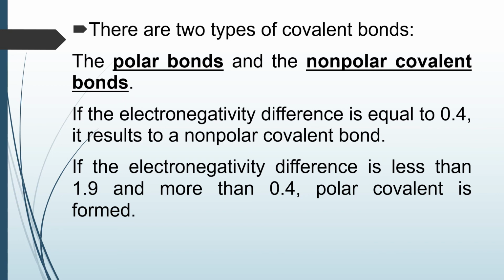There are 2 types of covalent bonds: the polar covalent bonds and the nonpolar covalent bonds. If the electronegativity difference is equal to 0.4, it results in a nonpolar covalent bond. If the electronegativity difference is less than 1.9 and more than 0.4, a polar covalent bond is formed.